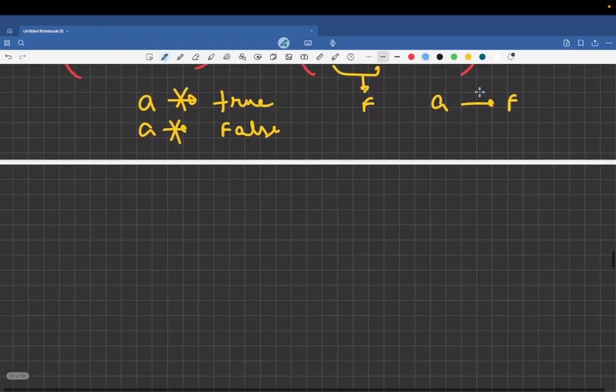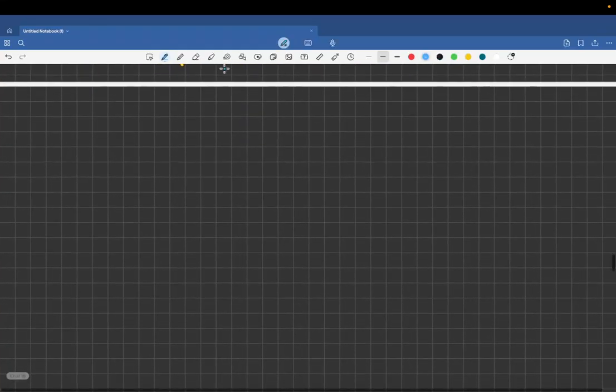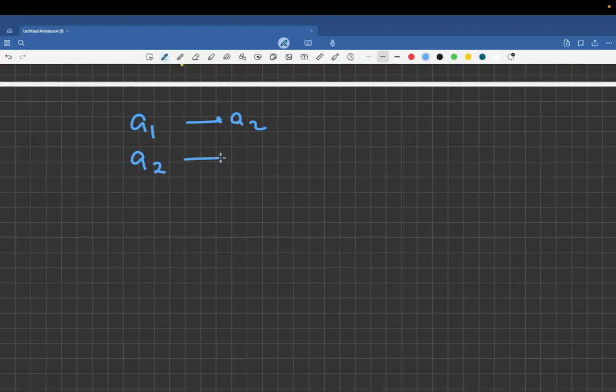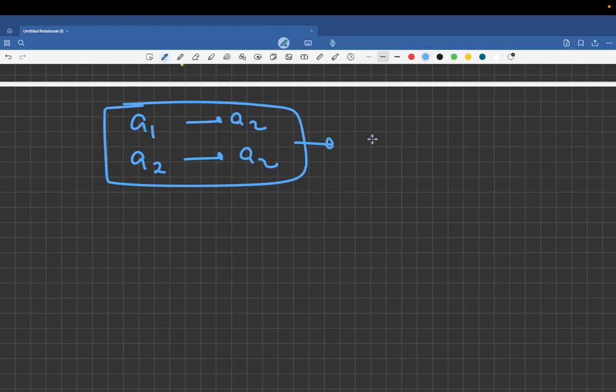Now the interesting part starts. In a directed graph, when do we say that A2 is reachable from A1 and A1 is reachable from A2? If this is the case, what do we say? We say that A1 and A2 form a part of strongly connected components, right? I hope you guys know strongly connected components, basically a cycle in a directed graph.